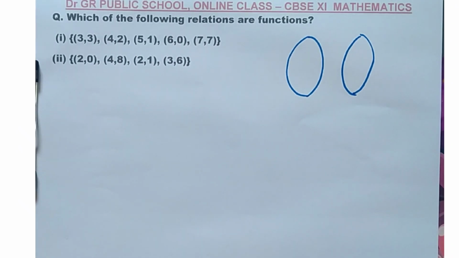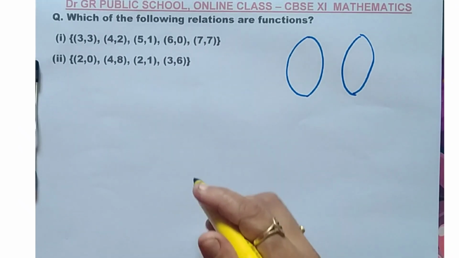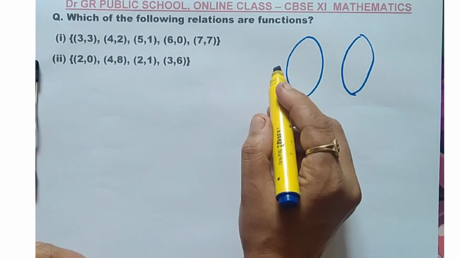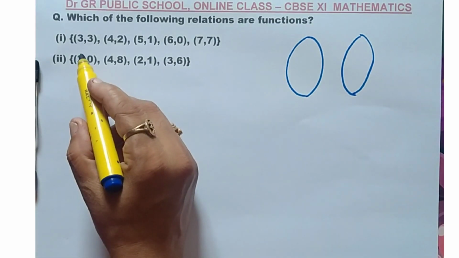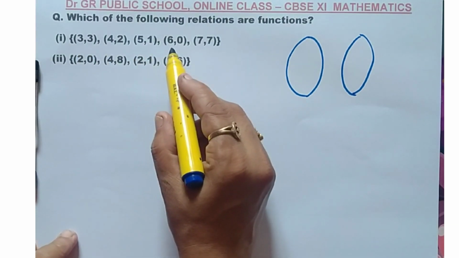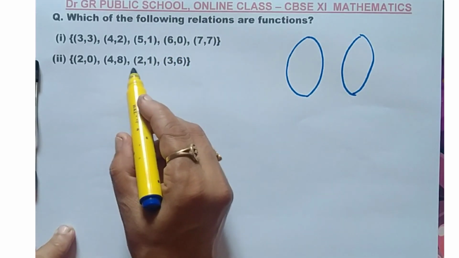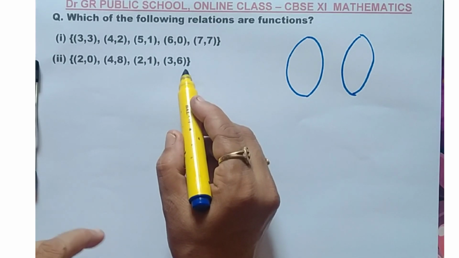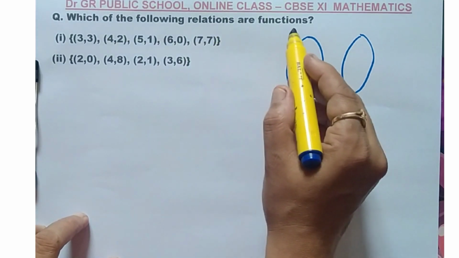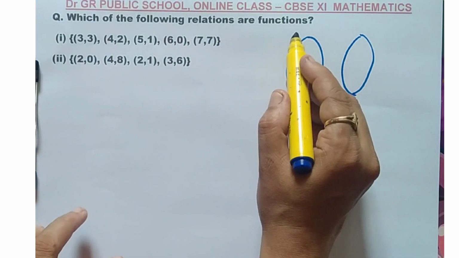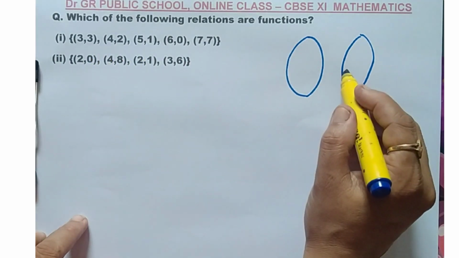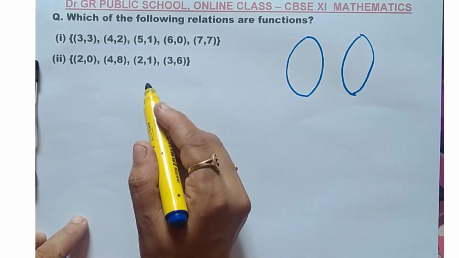Now we can discuss a question. Which of the following relations are functions? First question: (3,3), (4,2), (5,1), (6,0) and (7,1). Second question: set (2,0), (4,8), (2,1), (3,6). To check whether the given relation is a function or not, we can check it either through the arrow diagram or directly from the given relation.